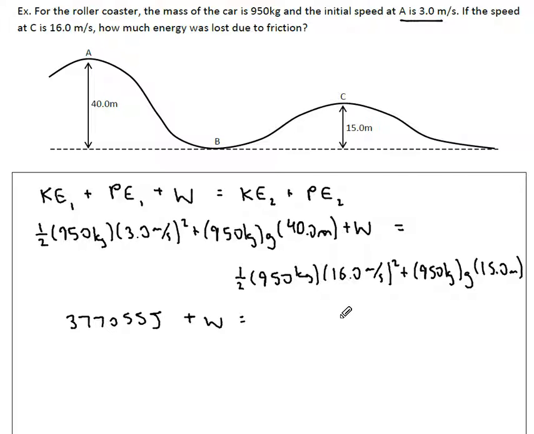0.5 times 950 times 16 squared, plus the potential energy. We have 261,392 joules. Solving for work, we get a value of negative 1.2 times 10 to the 5 joules of energy lost. That's how much energy is lost in this scenario.